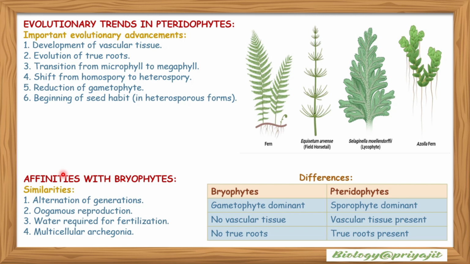Their affinities with bryophytes. Similarities: they show alternation of generations, they show oogamous reproduction, and water is required for their fertilization. They have multicellular archegonia. Differences between bryophytes and pteridophytes: in bryophytes the gametophyte is dominant, and in pteridophytes the sporophytic stage is dominant. Among the bryophytes there is no vascular tissue, but among pteridophytes vascular tissue is present. Among the bryophytes there are no true roots; among the pteridophytes true roots are present.